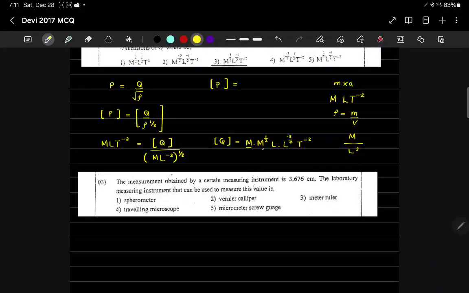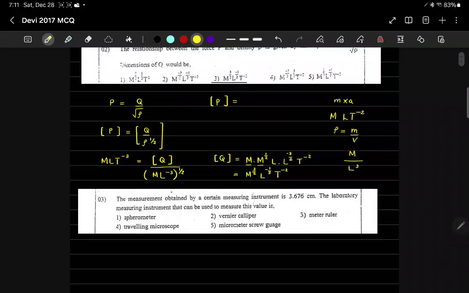Now how do we simplify these? If it's the same base, now in this case which is M, we have to add the powers. Then we get M 3 over 2, L minus half and T to the power minus 2. So the answer would be the third one.